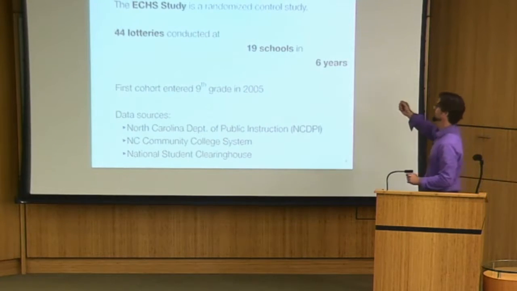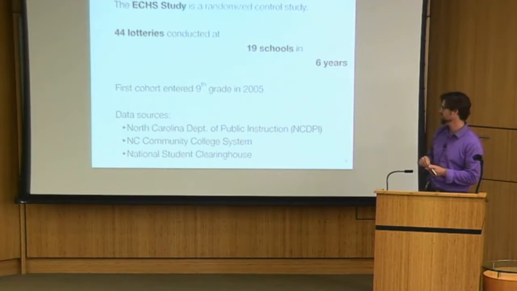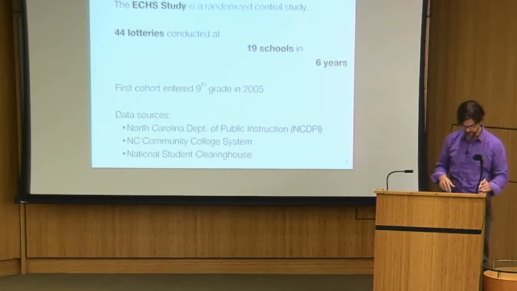So these schools were studied. There's 44 lotteries. There's 19 schools across 6 years. It was done in North Carolina.